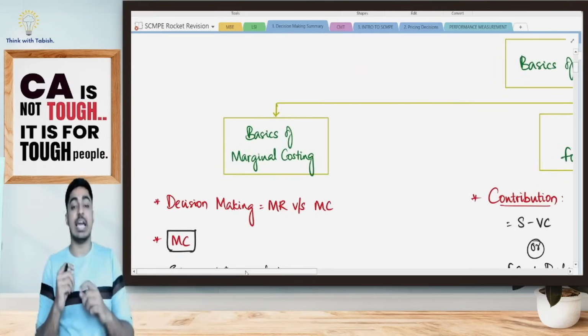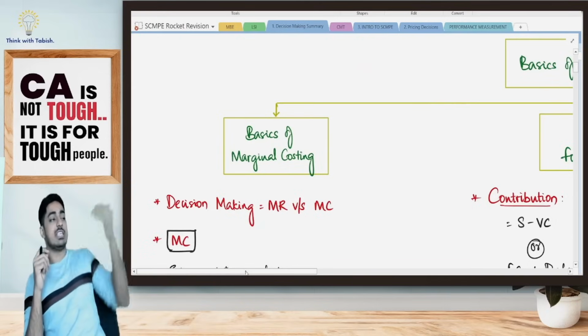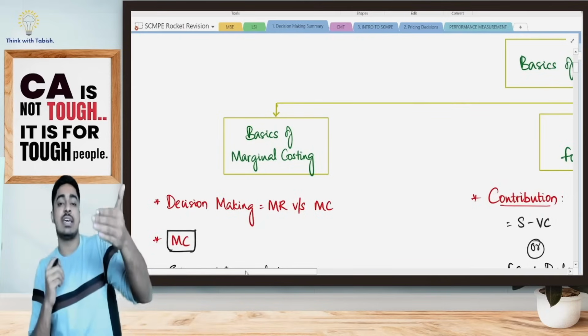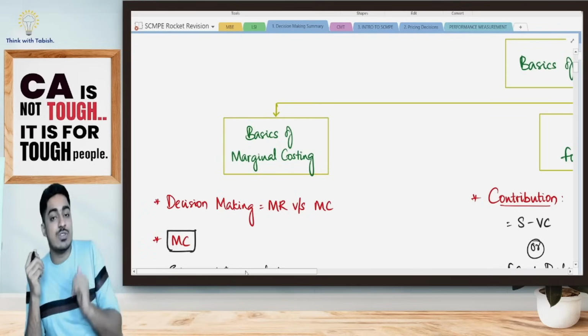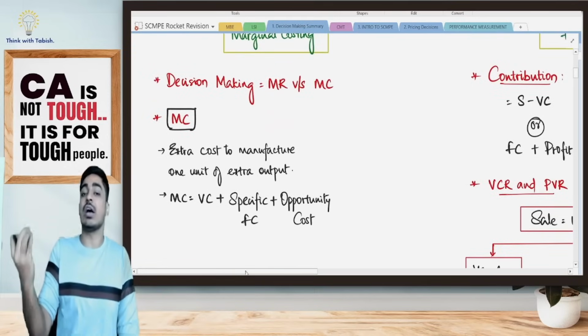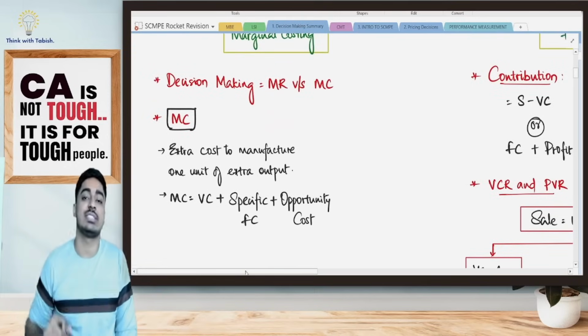Yes, decision making. I'll be comparing my marginal revenue, that is my extra revenue, with my extra cost, marginal cost. If my marginal revenue is higher, accept the decision. Marginal revenue is lower, reject the decision. Now, what is my marginal cost? Yes, it is the extra cost in order to manufacture 1 unit extra output.